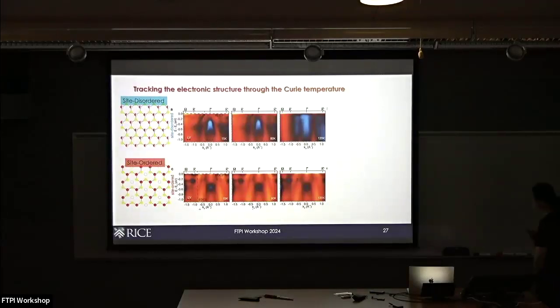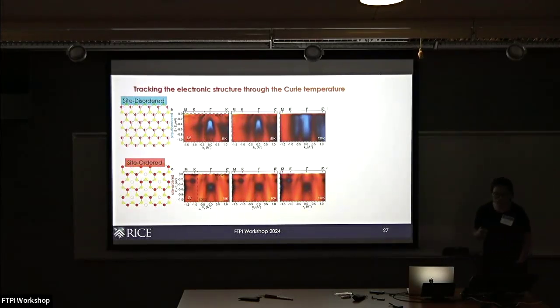Okay, so here's the recent data we took. We want to understand how these flat bands are involved in the magnetic order. The way we do this is with very fine temperature dependent ARPES measurements.